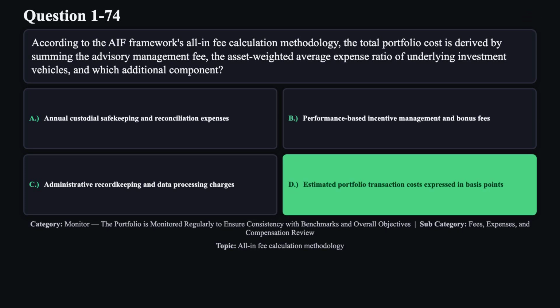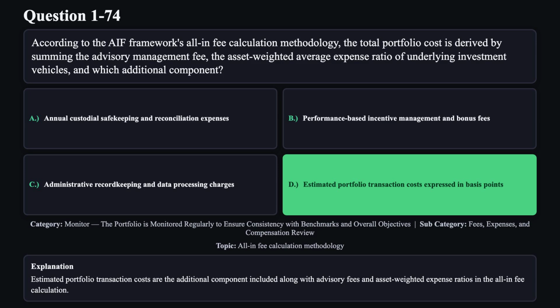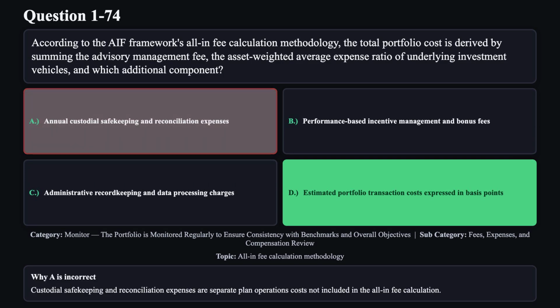The correct answer is D. Estimated portfolio transaction costs are the additional component included, along with advisory fees and asset-weighted expense ratios, in the all-in fee calculation. Reason A is not correct. Custodial safekeeping and reconciliation expenses are separate plan operations costs not included in the all-in fee calculation.